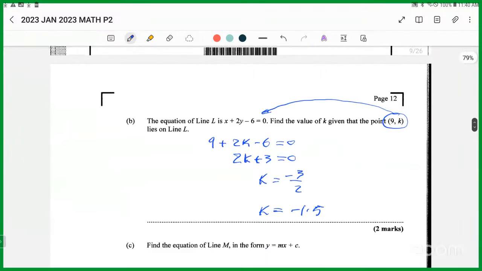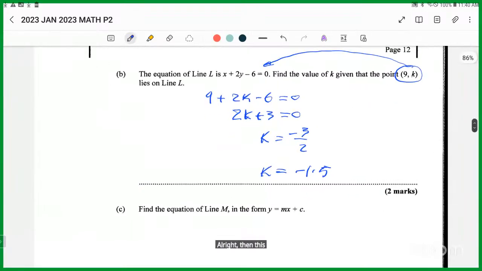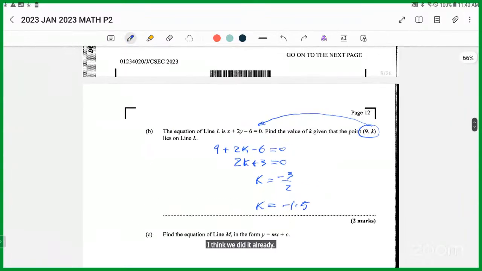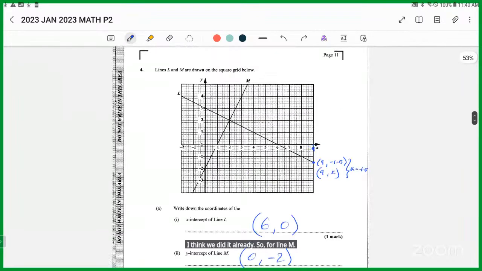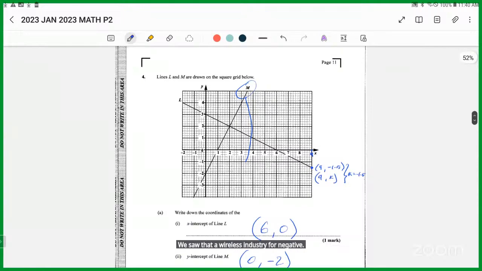Want to go to that? Right, okay? Sure. Alright. And this one now says, find the equation of line M in this form. Line M. I think we did it already. So, for line M, we saw that the y-axis intercept was negative 2. Alright, the c is negative 2.